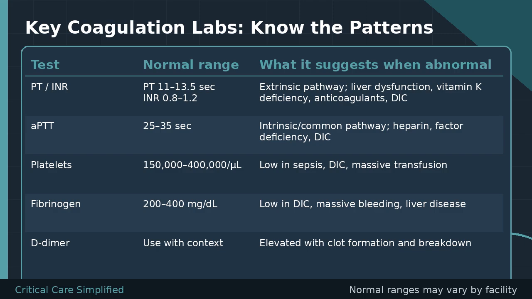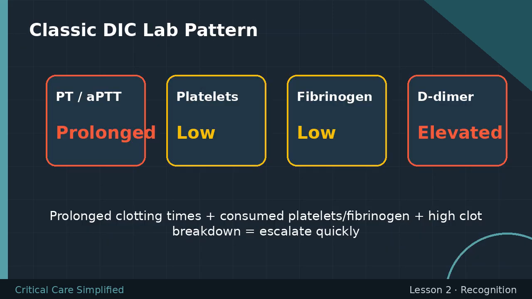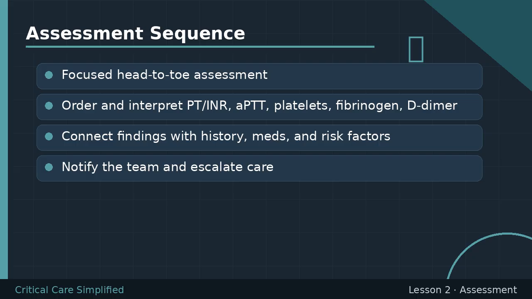Platelet count is normally 150,000 to 400,000 per microliter. Low platelets are common in sepsis, DIC, and after massive transfusion. A rapid platelet drop is an early warning sign. Fibrinogen is normally 200 to 400 milligrams per deciliter. Low fibrinogen can occur in DIC, massive bleeding, or advanced liver disease. Critically low fibrinogen may require replacement therapy. D-dimer is a breakdown product of fibrin clots.